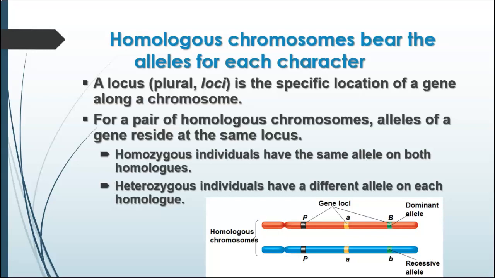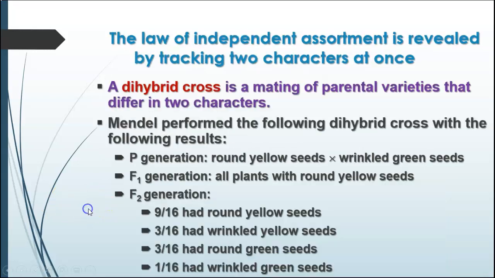Okay. Homozygous individuals have the same allele on both homologous chromosomes, and heterozygous ones have different ones. And so you see here just a picture. That's just a review, something that we learned about before.